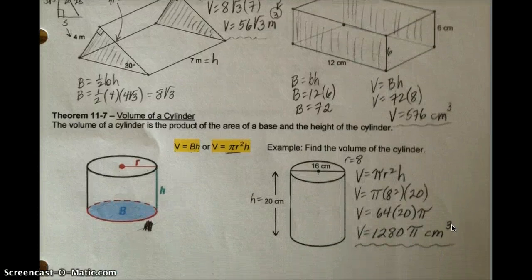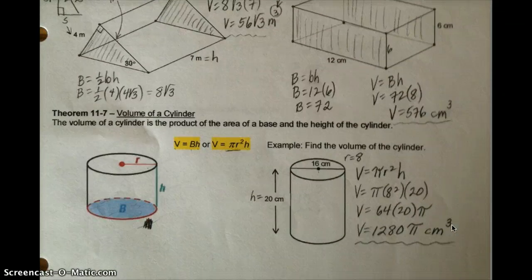The next thing we can also talk about is the volume of cylinders. So the volume of a cylinder is going to be the product of the area of the base and the height. So again, volume equals the area of the base times the height. In this case, our base is a circle. So we can substitute that into our equation if we want to think about it that way, and we have volume equals pi r squared times the height.